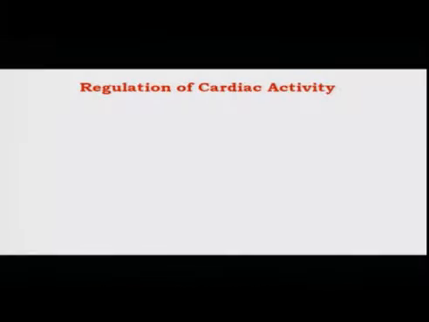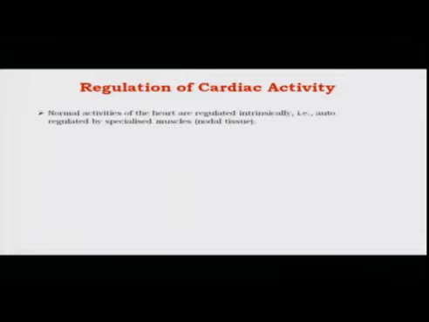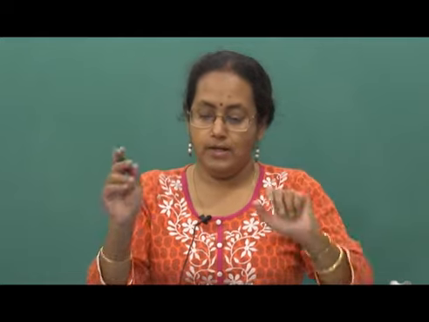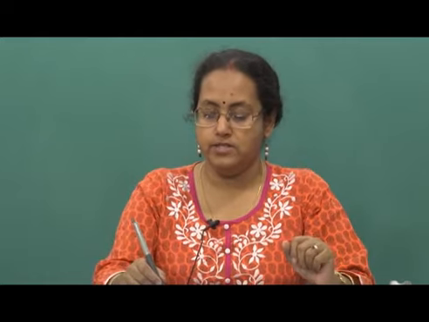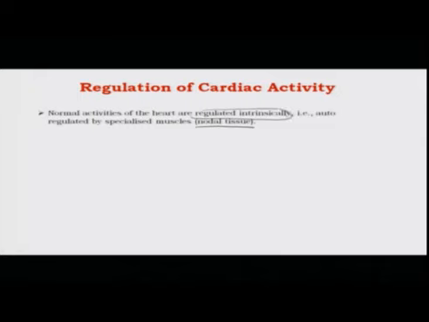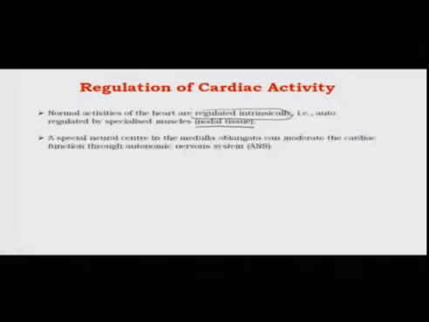Now, let us talk about the regulation of cardiac activity. How is this activity regulated? So, you have heard of the nodal tissues which I mentioned before, the SA node and the AV node. They are regulated intrinsically, meaning they have an intrinsic rhythm of electrical activity which continues throughout the life of the individual. So, these are the tissues regulating cardiac activity.